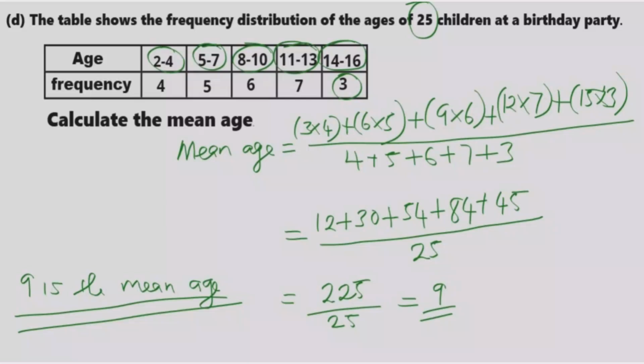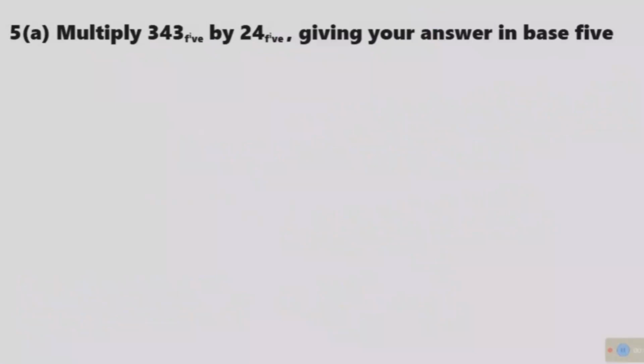Basically this is how we go about this question. Question 5a was as follows: multiply 343 base 5 by 244 base 5, giving your answer in base 5. So how do you go about this one? What we do is this: we are going to write 343 multiplied by 2, 4, like that.